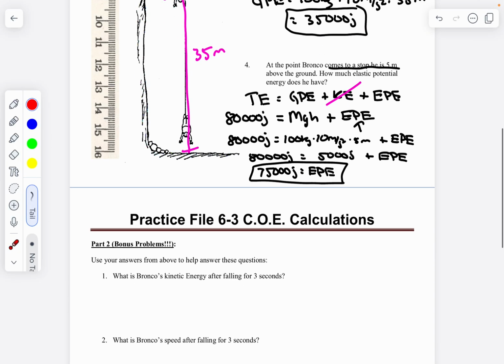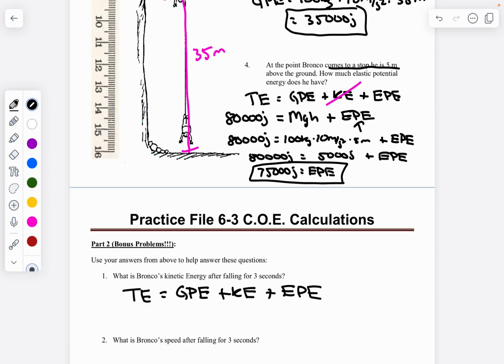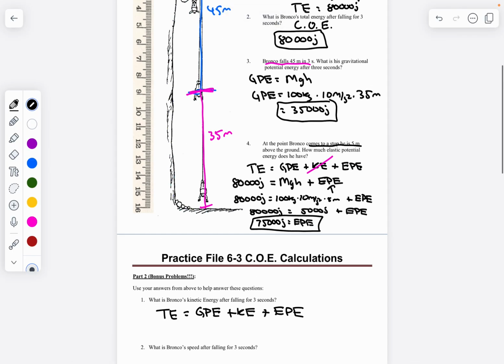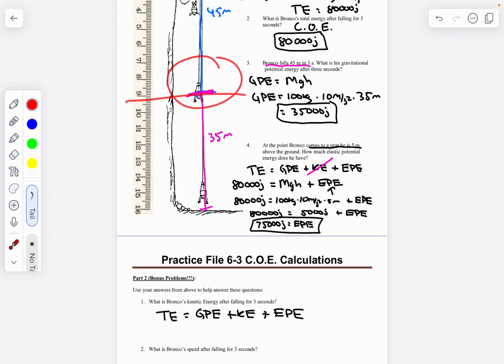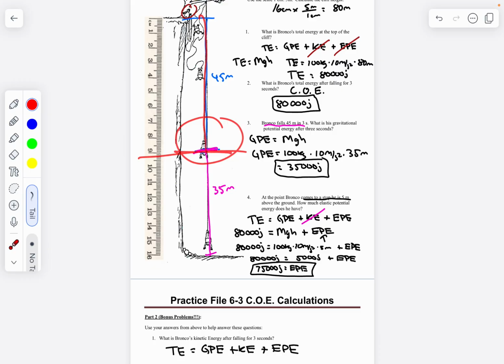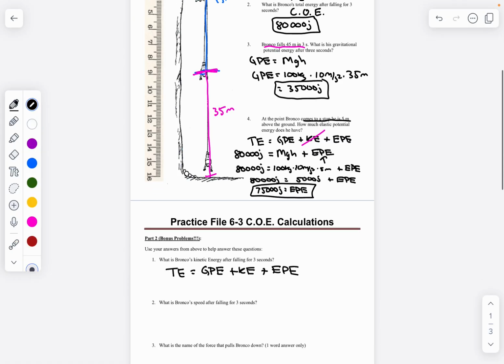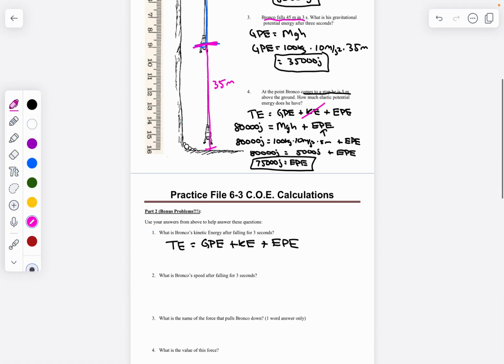So we're going to go back to our equation that we've been using quite frequently. Our total energy is going to be our gravitational potential energy plus our kinetic energy plus our elastic potential energy. What I want you to realize here is that when he gets to this point, his bungee has not started stretching yet. This is the point right where the bungee begins to kick in. So there is no elastic yet. Once he crosses this point, then it starts to stretch. So we know at the 3 second point where he's fallen 45 meters down, there is no elastic.